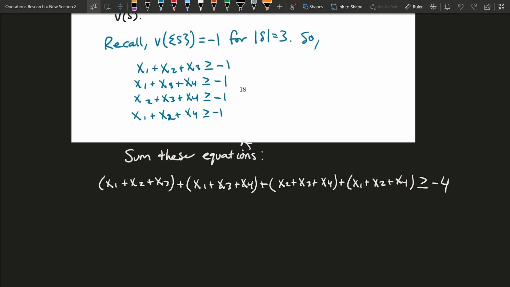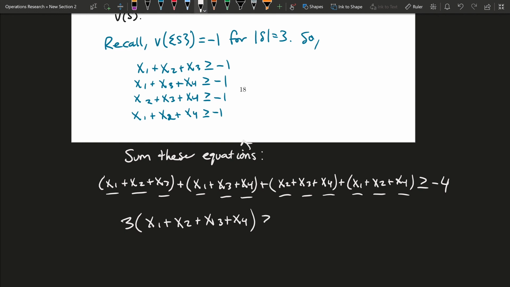or negative 4. So rewriting this equation, we have 1, 2, 3 x1s, 1, 2, 3 x2s, 1, 2, 3 x3s, and 1, 2, 3 x4s. Or in other words, we have 3 times x1 plus x2 plus x3 plus x4 is going to be greater than or equal to negative 4.